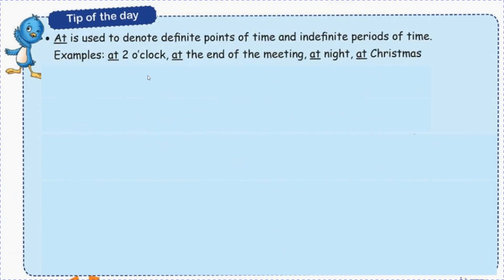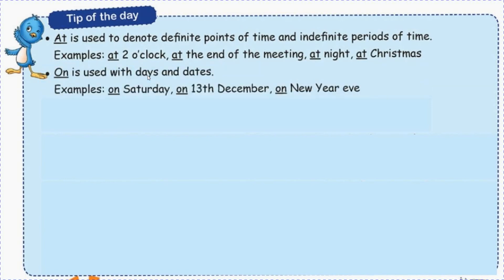Now let's see tip of the day. At is used to denote definite points of time like at 2 o'clock or 3 o'clock, and sometimes indefinite periods of time like at the end of the meeting. You don't know when the meeting gets over, so it is indefinite periods of time at the end of the meeting or at night, at Christmas. On is used with days and dates like on Saturday, on Sunday, on 13 December, on New Year Eve.